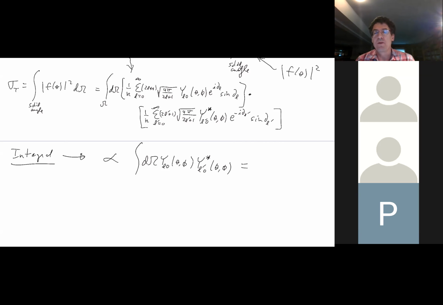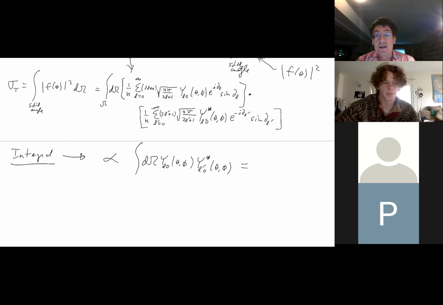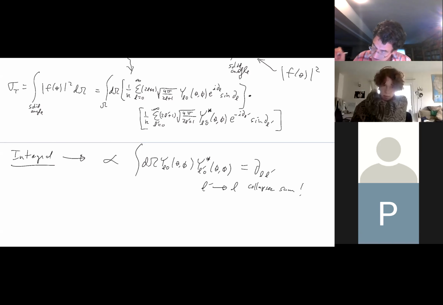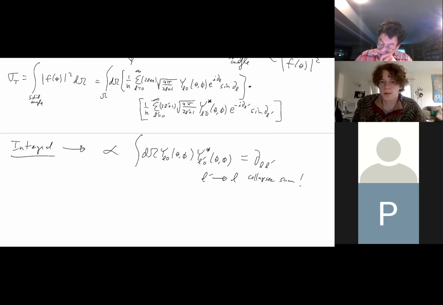This is such an exciting moment. I know you're just as excited as me. What is it equal to? Delta L prime. Exactly, because spherical harmonics are orthogonal. Delta L prime, and so that means that L prime goes to L, it collapses the sum. And so that's really great. So in this whole thing, every L prime I can turn into an L.